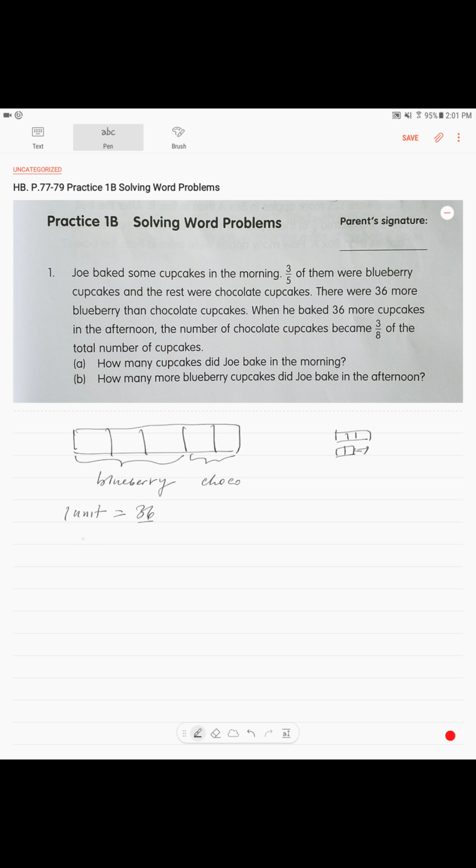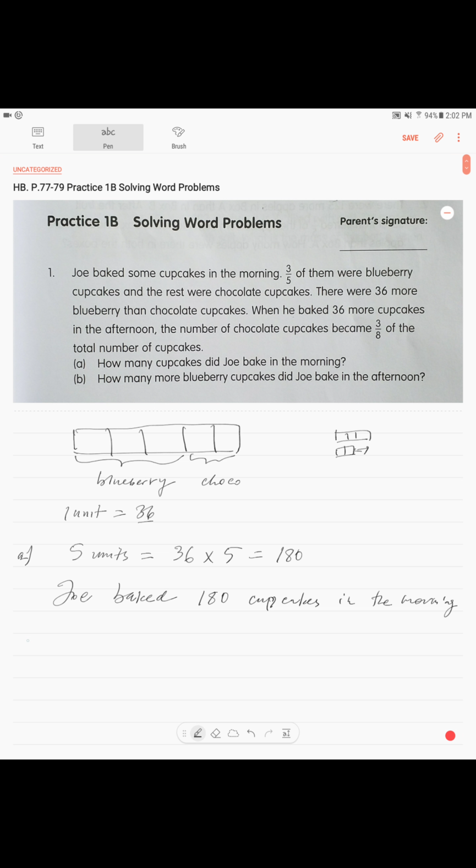That's it. So if you want to know your total, and this is what they ask you in A, how many total in the morning? You have your 5 units, and it is 36, 1 unit, 36 times 5, which is 180. And you're right, Joe baked 180 cupcakes in the morning.